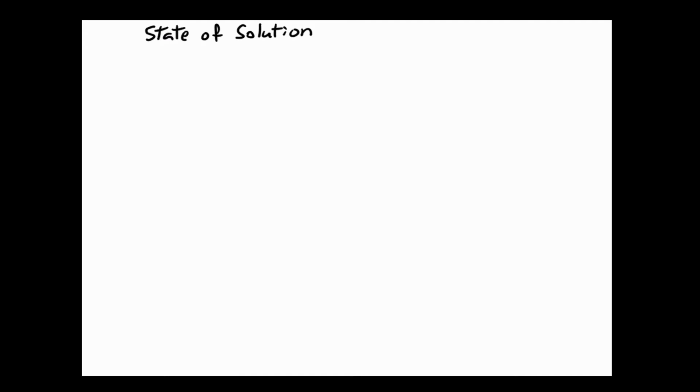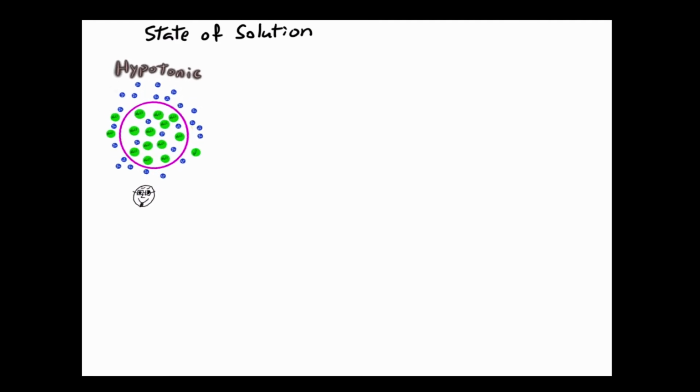All right, so let's go ahead and have a look at what happens when you place a cell in a hypotonic solution. So what you've got is more salt inside the cell than you do outside the cell. Now it's important to remember that you've got a semi-permeable membrane.